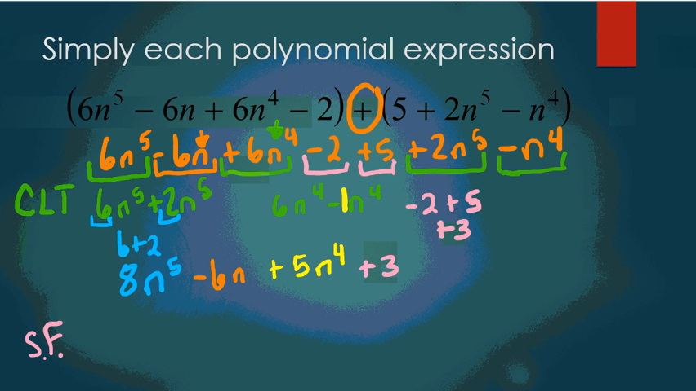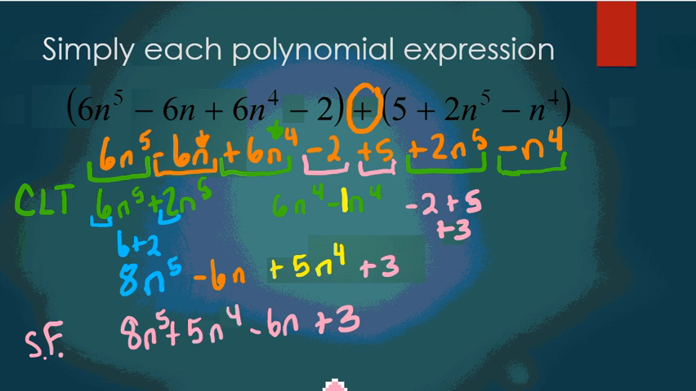Okay, in standard form, it's the highest exponent. So that is 8n to the 5th. Then we have our next exponent after 5, which is 4. So plus 5n to the 4th. And then what we do not have is we do not have an n to the 3rd, n to the 2nd, but we do have a negative 6n. And then we have this last term, which doesn't have an n, so plus 3. And there's our answer in standard form.